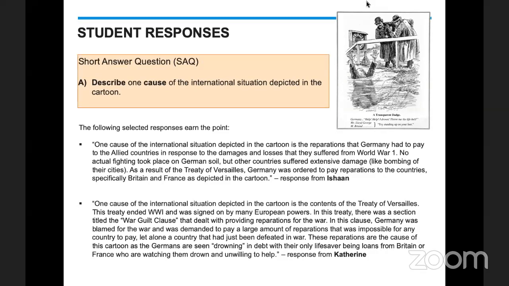This response is from Catherine. And here it begins, one cause of the international situation depicted in the cartoon is.